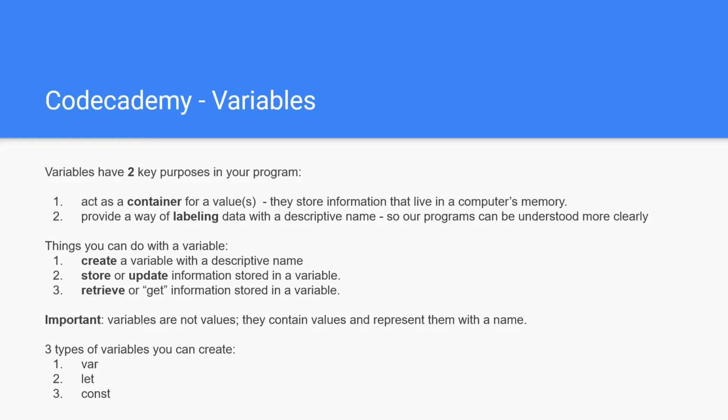Okay, in JavaScript, now this is particular to JavaScript, there are three different kinds of variables you can create. One is var, one is let, and one is const. We are going to go a little bit deeper into each of these in the next videos.